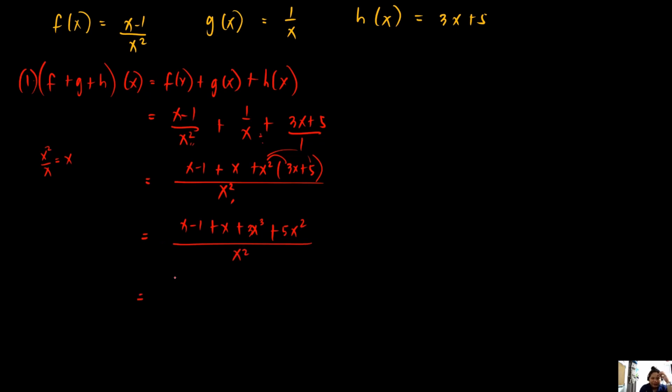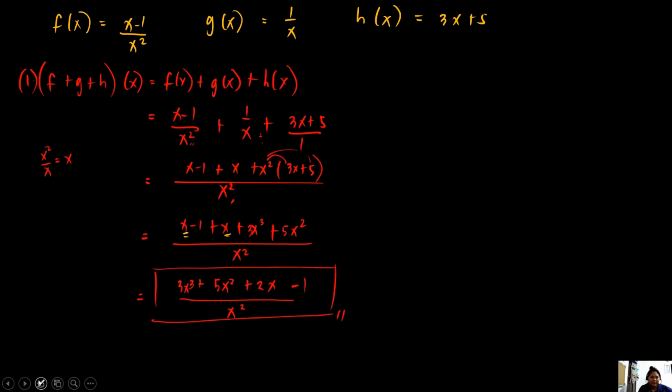Then, let's simplify. I-arrange natin class. We have 3x cubed plus 5x squared. Since wala silang mga like terms, we're just going to copy. Si variable x, meron siyang like terms. So, x plus x, we will have plus 2x, then minus 1. Okay, all over x squared. So, this is our final answer. Okay, let's have subtraction.